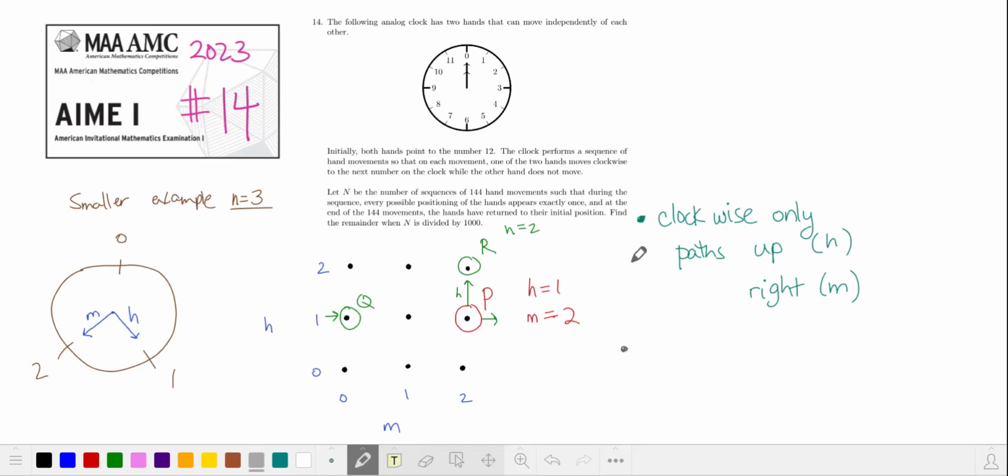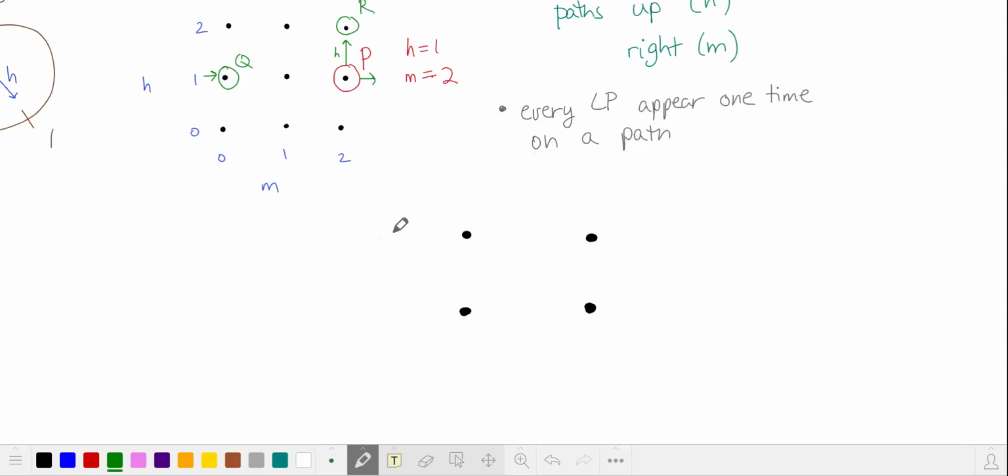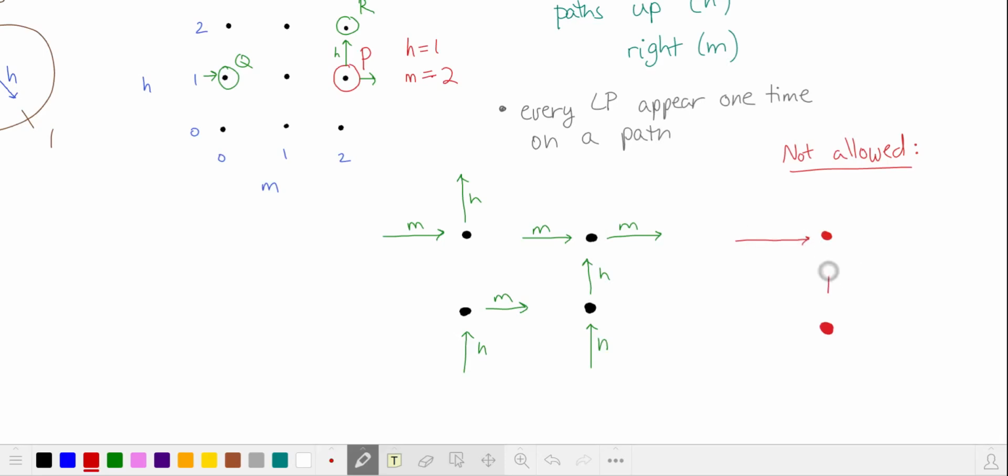Since every possible position of the hands appears exactly once in our lattice point diagram, every lattice point will appear one time on a path. Here are some examples of what that would look like. A lattice point can have a minute hand advance to it, and then the hour hand moves, or a minute hand moves to create a position, and then it moves on to the next hand position, or we can have something like this. What is not allowed is we cannot have two inputs going into the same hand position, nor can we have something like this where we move from a lattice point in two different directions, because a lattice point will appear only one time on a path, giving us a unique hand positioning on the clock.